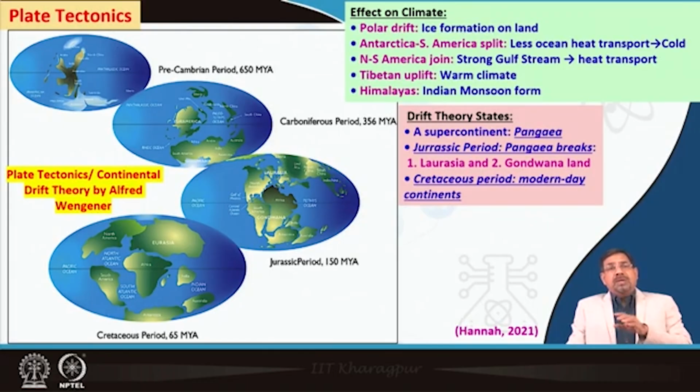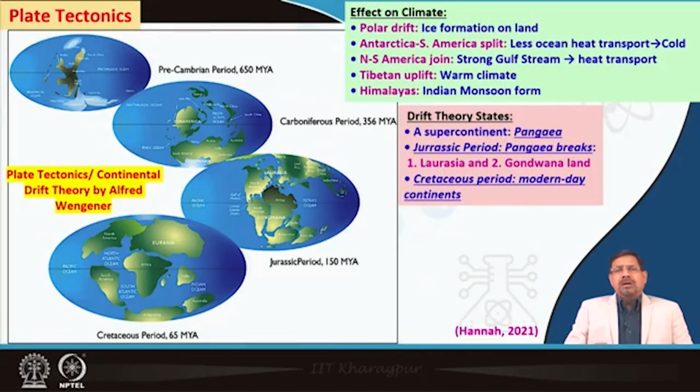and this is the current day, but it is not fixed, the plates are moving at a very slow rate, and the impacts or effects we are realizing in terms of the earthquakes, all of us know it. So, what is the effect on climate? The effect, so polar drift means ice formation on land. So, if you have a lot of landmass at the polar region, that means we have areas for ice deposition or ice formation.